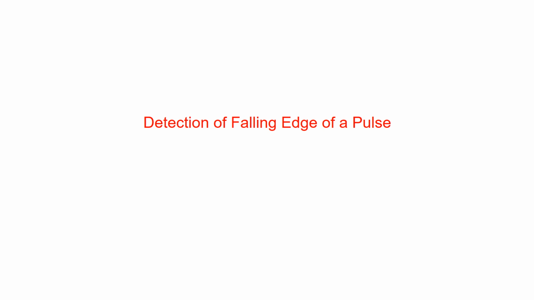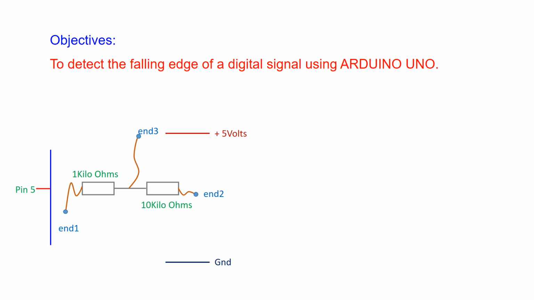In this presentation, we will learn how to detect the falling edge of an input signal using Arduino. Let us try to define the objectives of this presentation. The objective is to detect the falling edge of a digital signal using Arduino Uno.